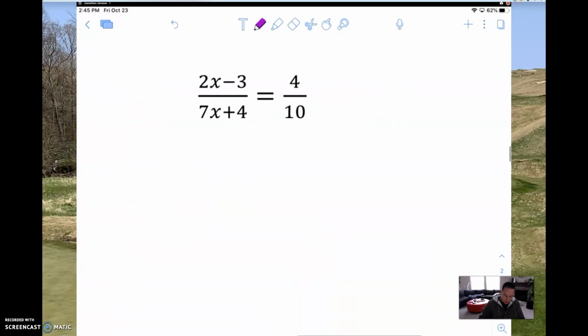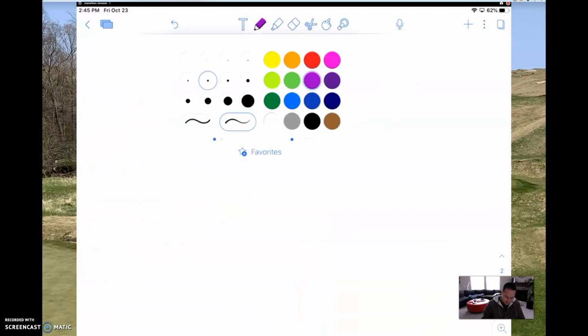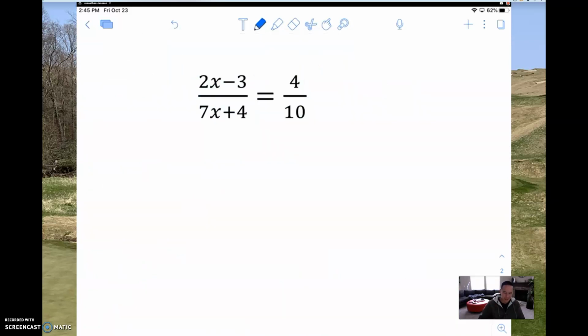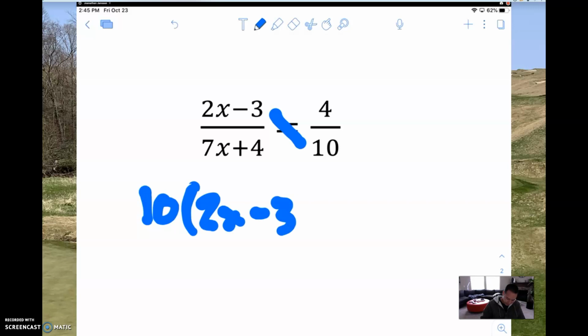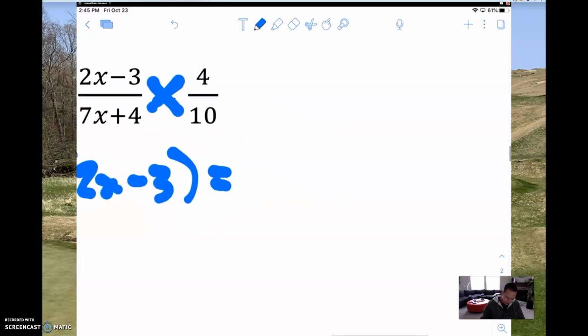Now we have one more that might be a teeny tiny bit more complicated, but I bet you can handle it. Now we have 2 expressions in there. But again, it's a proportion. We're just going to solve it by cross-multiplying. So we're going to multiply those. So we have 10 times that whole thing, (2x minus 3). And then we put an equals, and now we go this way. We have 4 times that whole thing. So I'm going to put 4 times that whole thing, (7x plus 4).